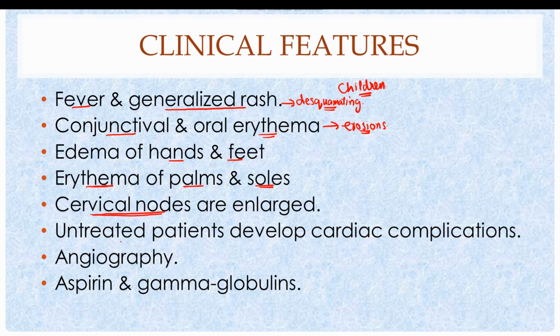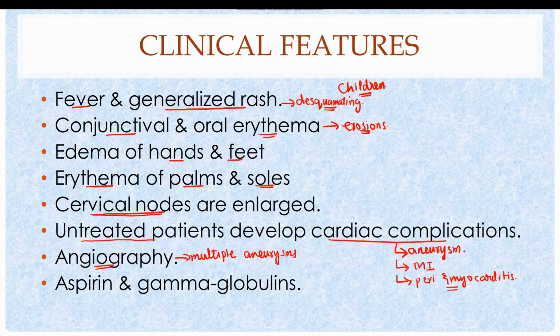The disease, although self-limiting, in almost 20% of untreated patients, cardiac complications can develop, which include aneurysm, myocardial infarction, and in many cases, pericarditis and myocarditis can also occur. The diagnosis is established on clinical features of the disease and angiography, which reveals formation of multiple aneurysms in the coronary artery. The treatment is with aspirin and gamma globulins. One thing to remember here is that Kawasaki disease is one of the major causes of cardiac complications in children.